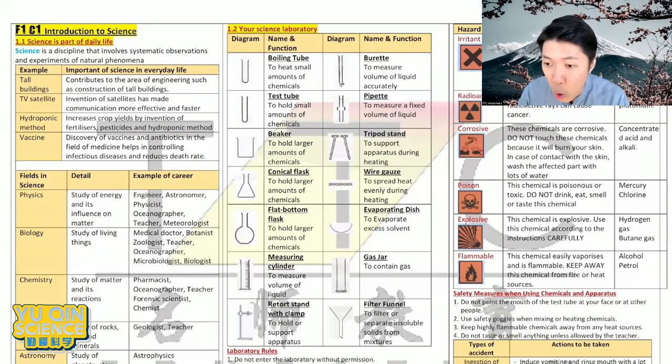Actually, got one more. Gas jar is for gas. Actually got one more, which everyone missed out. Oh, Ryan just came in with the answer, which is evaporating dish. Evaporating dish can contain also. Okay, ladies and gentlemen, just a final check in your chat box if you all got the correct answer. Okay, all good.